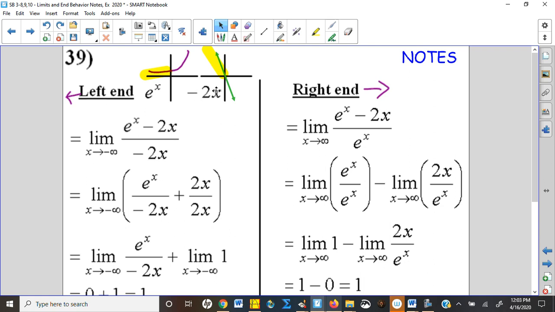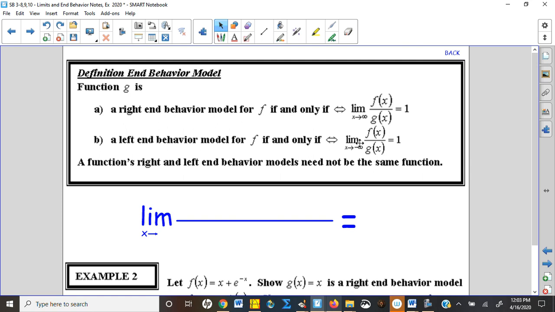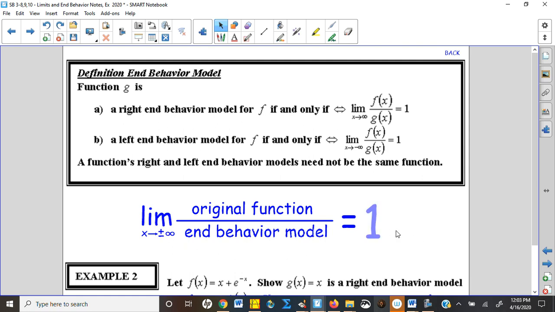Okay, now if you're like, why would we do that? This goes back to our discussion yesterday on the definition of an end behavior model. If you divide your original function by your end behavior model, depending on if it's a right or a left end behavior model, would be approaching positive or negative infinity, but that would have to have a limit as we move further and further to the ends of this graph of 1 for this to actually be the end behavior model.